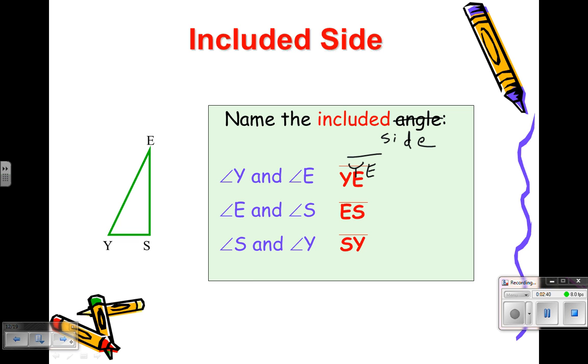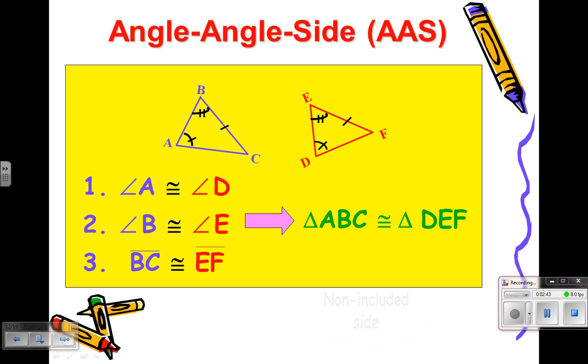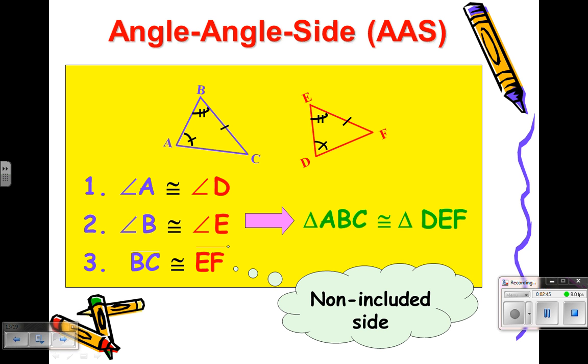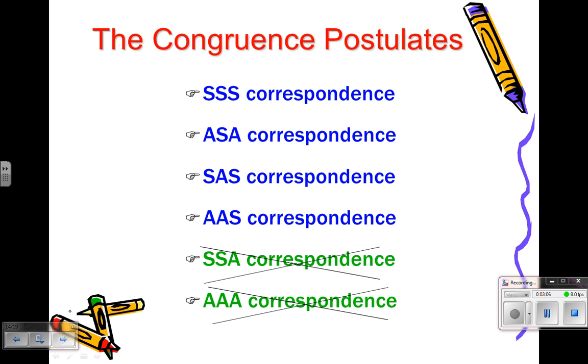Be sure that you get down what included side means, because it's going to be very important when we differentiate between ASA and this new one right here, AAS. AAS also involves two angles, but this time the side is not between the angles. It's just somewhere else on the triangle. It's a non-included side for the third part, the S. All right, so the four we've learned about: SSS, ASA, SAS, AAS, and of course SSA is wrong, and so is AAA. Those two do not work at the bottom.